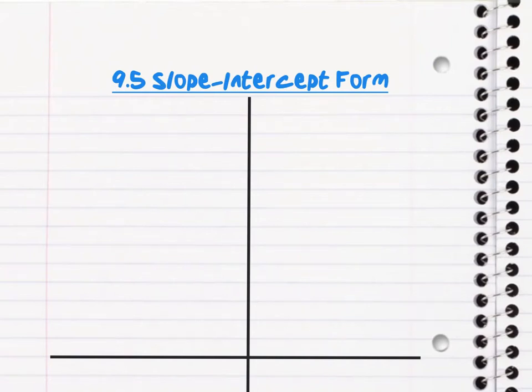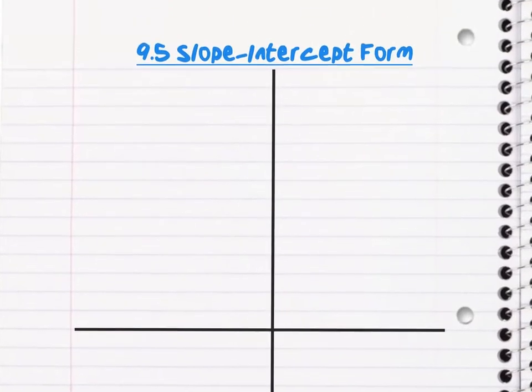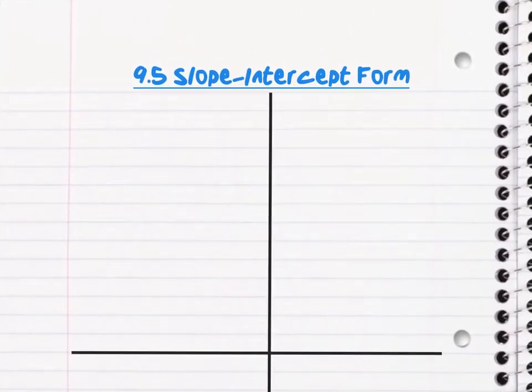Hello, this is lesson 9.5, Slope-Intercept form. Please write the title at the top of your page. Pause the video to do so, and also split your paper into 4 sections, and when you're ready to continue, press play. Please pause now.